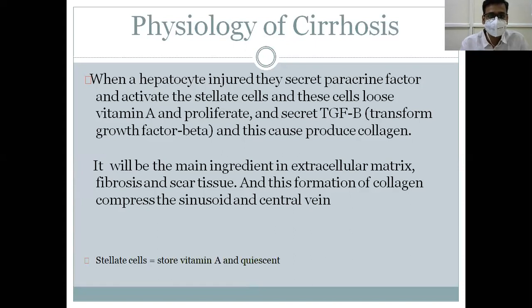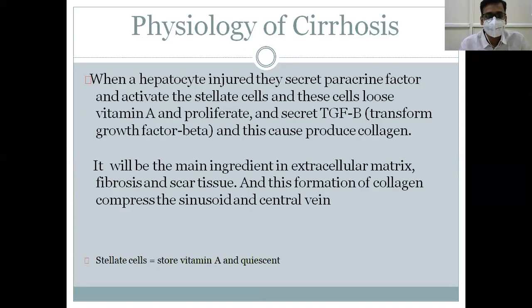What is the physiology of cirrhosis? When a hepatocyte is injured, it secretes paracrine factors and activates the stellate cells. These cells lose vitamin A and proliferate, and they secrete TGF beta, that is nothing but transforming growth factor beta. And this produces collagen. When an injury occurs to the hepatocyte, it undergoes a series of events and produces collagen.